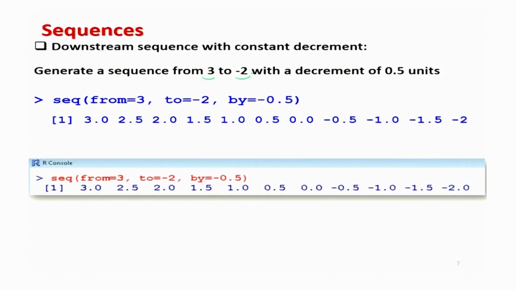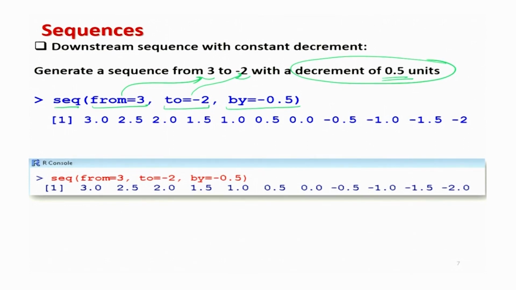So for example, if I want to generate a sequence starting from 3 going up to -2 and I want a constant decrement of 0.5 units, right? That means the difference between two consecutive terms should be 0.5 and the sequence has to be decreasing. So I give this command seq and then from 3, which is coming from here, then to which is -2, and because there is a decrement of 0.5 units, I write by is equal to -0.5, and now what will happen?